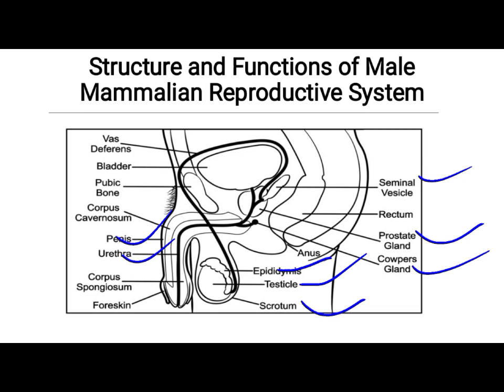Okay, become erect so that it will enable penetration into the female reproductive organ. Okay, so those are the important parts of the male reproductive structure that have important function in reproduction. Talking about the testicle, the epididymis, the scrotum, seminal vesicle, prostate gland, the Cowper's gland, the vas deferens, and then the penis and the urethra.